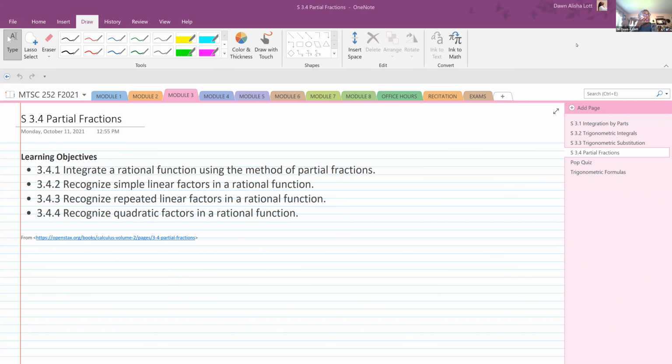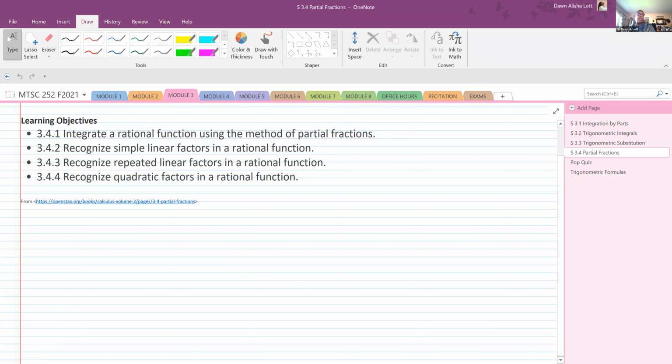Okay, we're in section 3.4, and we're looking at partial fractions. And in this section, as you can see, our objectives are: integrate a rational function, recognize simple linear factors, recognize repeated linear factors, and then recognize quadratic factors. So those are the kind of problems that we're going to solve.